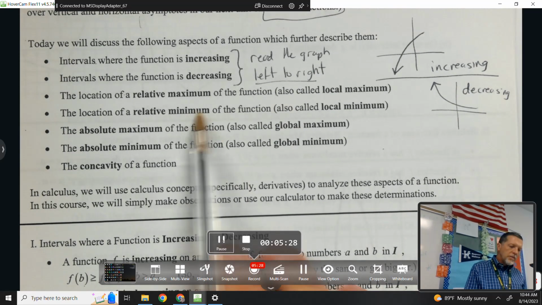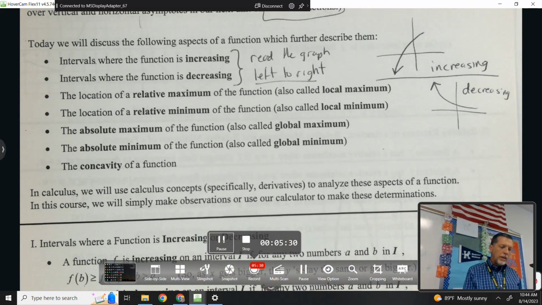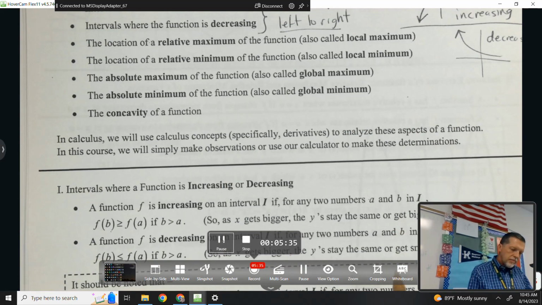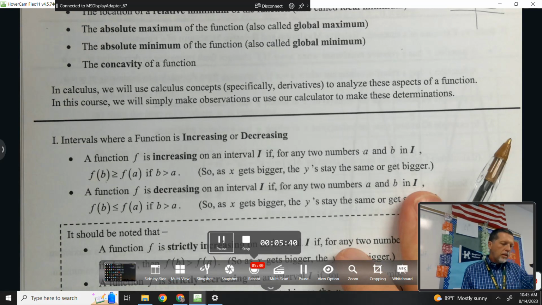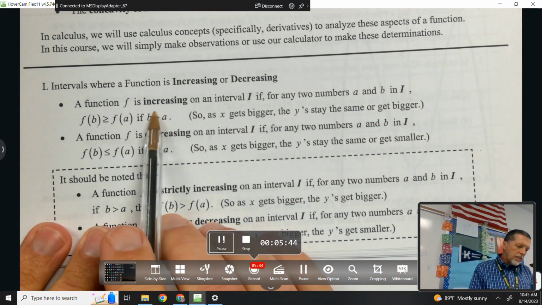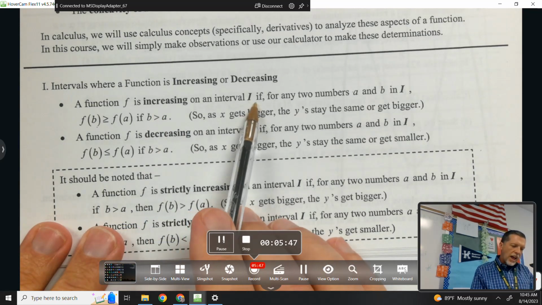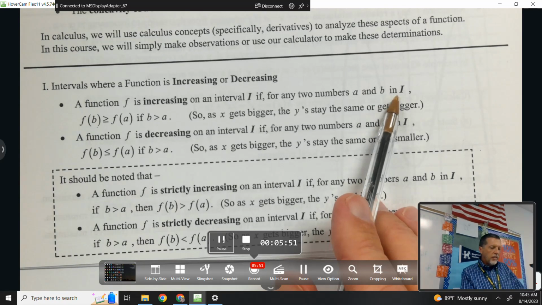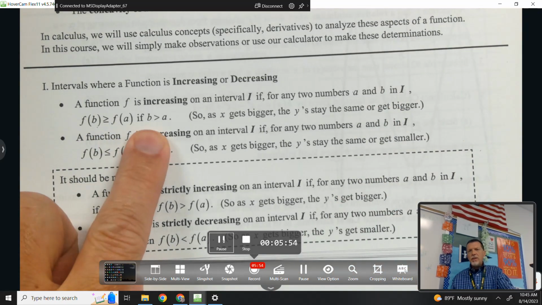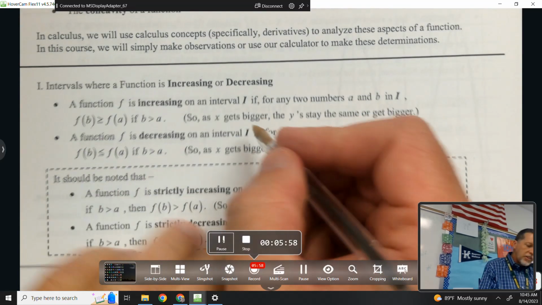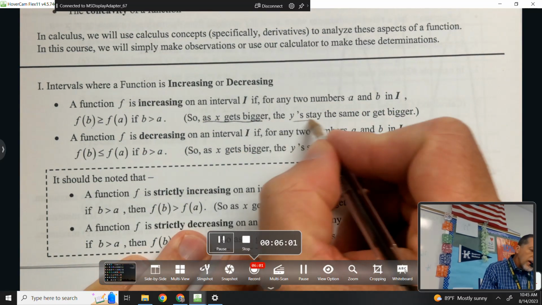All right, relative max, this is just outlining. We'll get to the details of them in a minute. Intervals where the function is increasing or decreasing. A function is increasing on an interval I if for any two numbers a and b in that interval, f of b is greater than f of a if b is greater than a. What? That's a lot of words. Basically, as x gets bigger, the y's stay the same or get bigger.